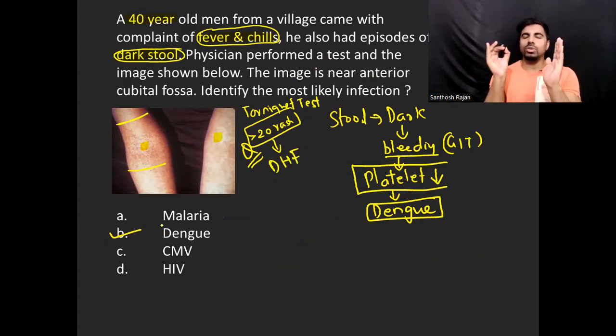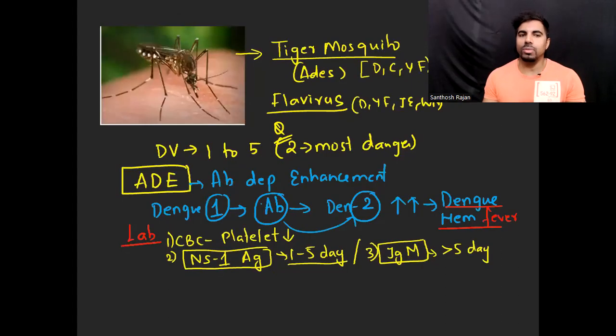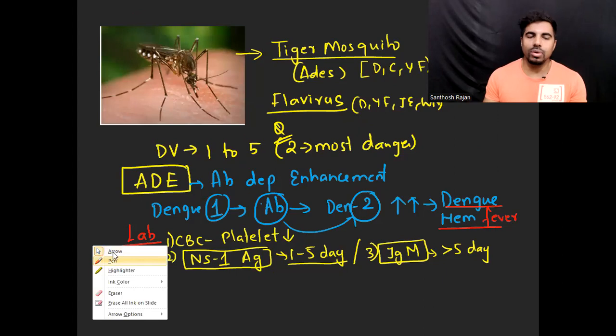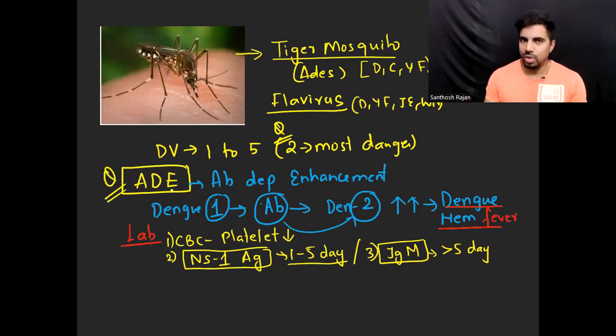So that means dengue, don't forget this, antibody enhancement phenomenon. It's one question. Antibody-dependent enhancement is one question. You can expect this. And they can ask you about the mosquito, you will not forget. Tiger, dengue, it's a must, you will know it.